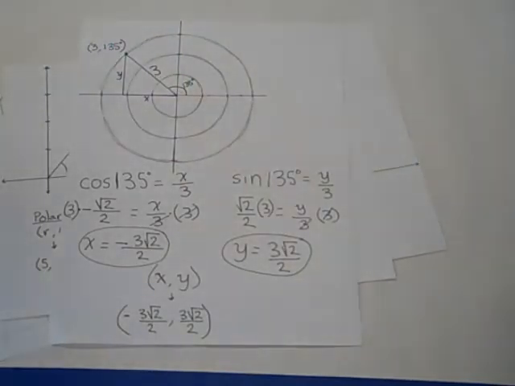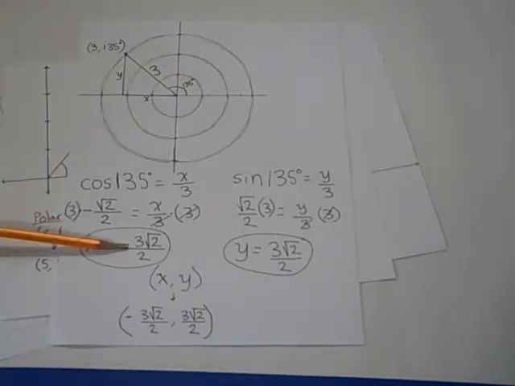For example, let's convert the point 3, 135 degrees. Plot the point on the polar coordinate plane like so. Then draw the triangle. Notice how r and theta are labeled, and x and y are the unknown values. To find x, we use the equation cosine of 135 equals x over 3. The cosine of 135 is negative root 2 over 2. Then we multiply both sides by 3, giving us x.